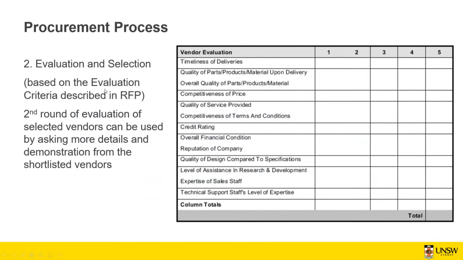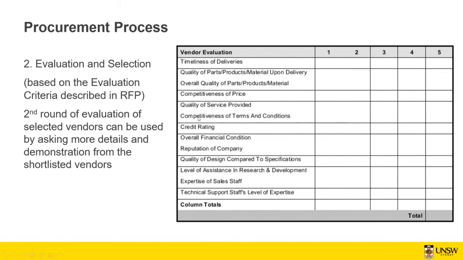The next step, you're going to evaluate based on the selection criteria that you provided. You can score it from 1 to 5, or this is just a template, it can be any other template. So for the timeline of deliveries, if it's going to be delivered very soon, you probably get a very high score. If it gets delayed, for example, coming from overseas, you can get a lower score.